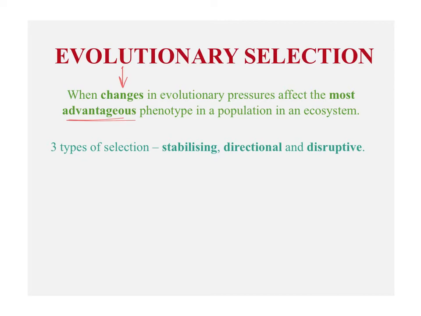We've got 3 different types we're looking at: stabilising, directional and disruptive. Each of them has a graph to go with them, and each of them has a key example that you might want to take notes on.